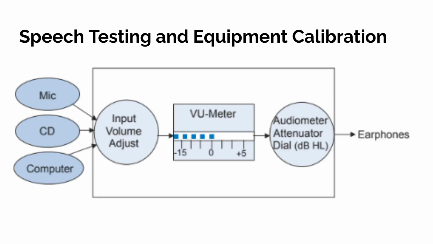And then we have the audiometer attenuator dial that I mentioned a moment ago, that we can set the dB HL level, and then we know that as long as we're hitting 0 VU on the VU meter, that dB HL level is being presented to the earphones appropriately. So we have microphone, CD, and computer. Microphone would be monitored live voice, where we're speaking the speech inputs. CD, a recording on a CD, or WAV files or MP3 files, recordings from a computer.